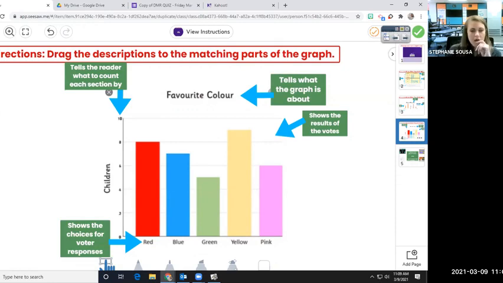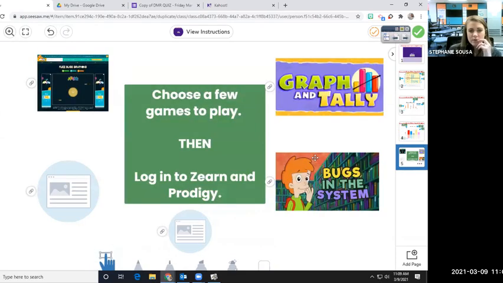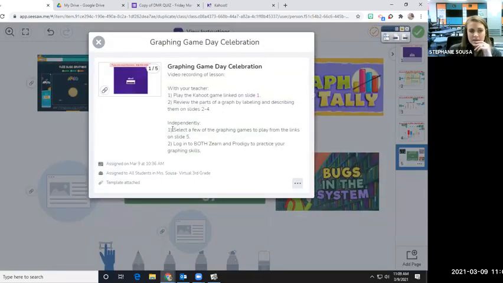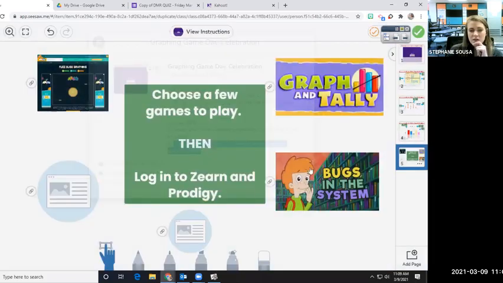All right. On slide 5, this is where your independent work begins. View instructions. Independently, select a few of the graphing games to play from the links on slide 5. Log into both Zearn and Prodigy to practice your graphing skills, okay? So on Seesaw, you are going to play a few of these games. After you've played a few of the games, please log on to Zearn and Prodigy to take a look at your math skills. All right, that is what I got for you today.